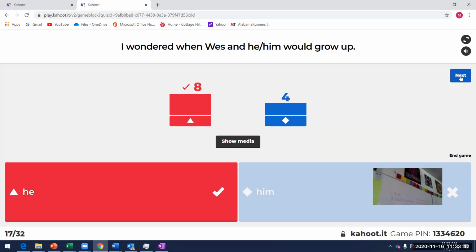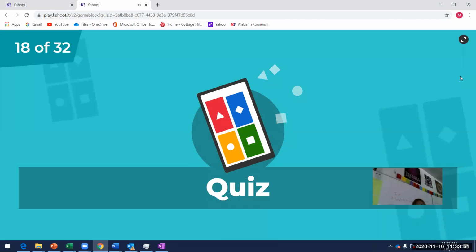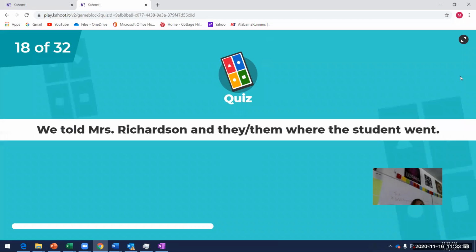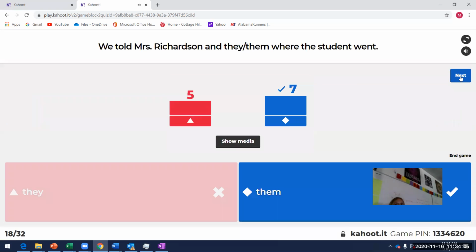Callie back on top. Let's see. How's it gonna go? We told Miss Richardson and they where the student went. This is the receiver of the action. So we is not going to work. It's nominative. So it should be them. It's going to be objective.